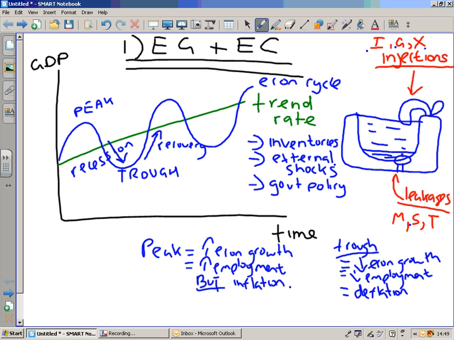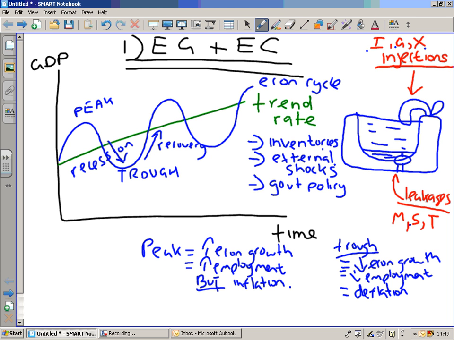At a peak, well, maybe an external shock could be one of our major trading partners falls into a recession. They stop buying our goods and services, which means we turn the tap off, exports start to fall. That could take us through negative multipliers back towards a trough.